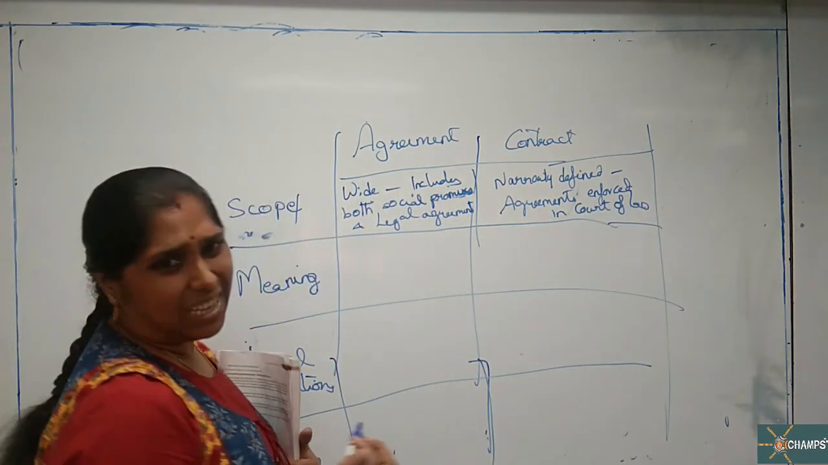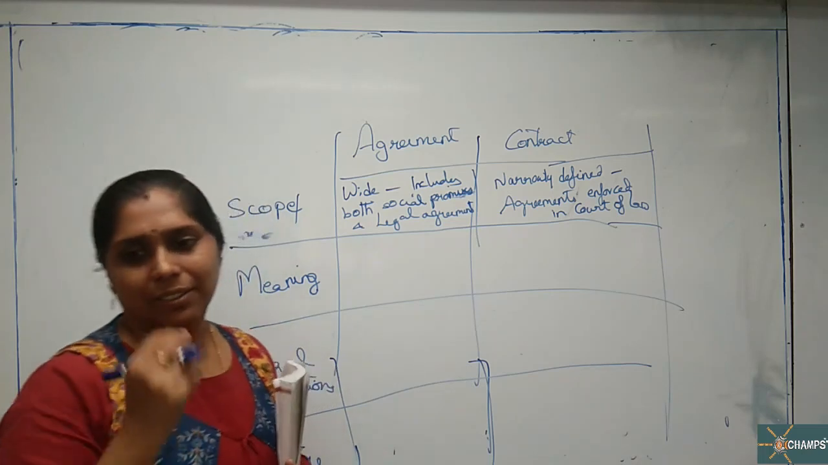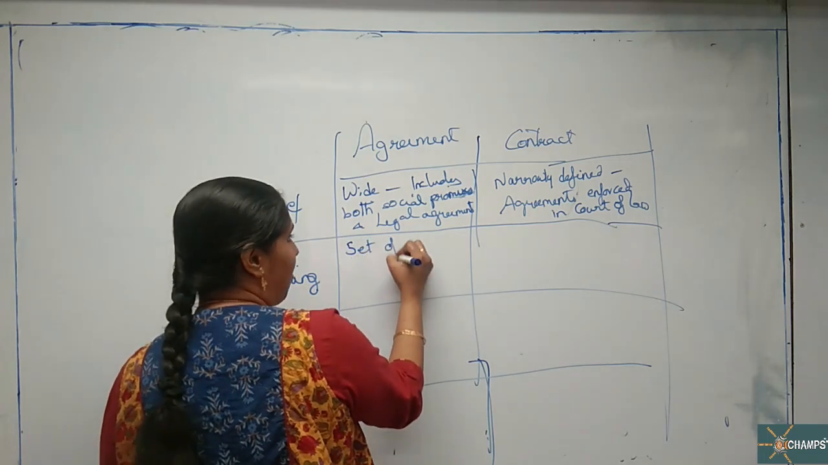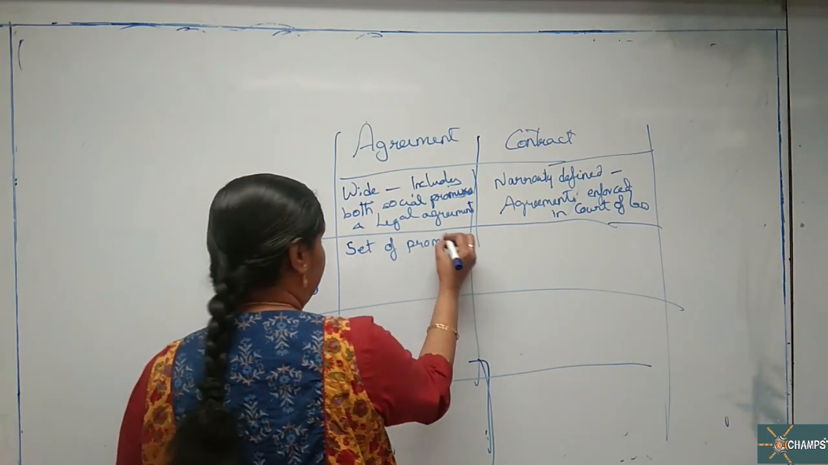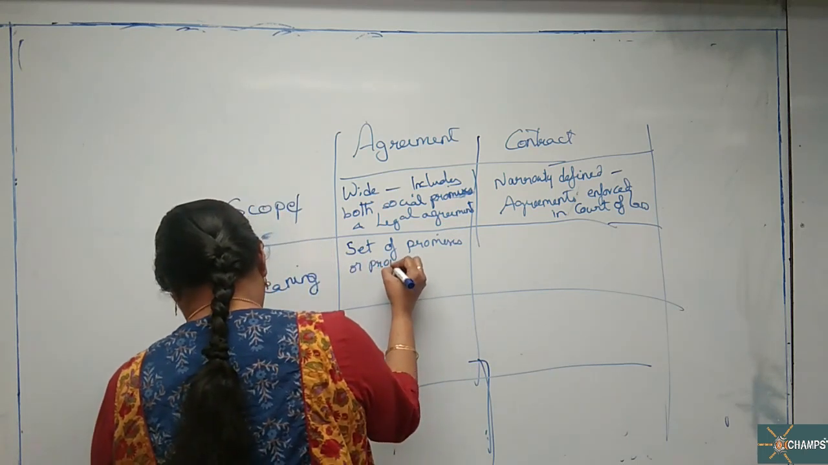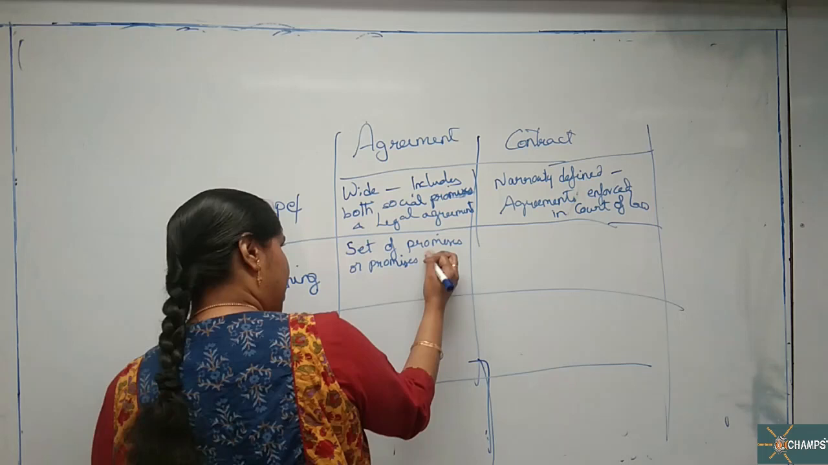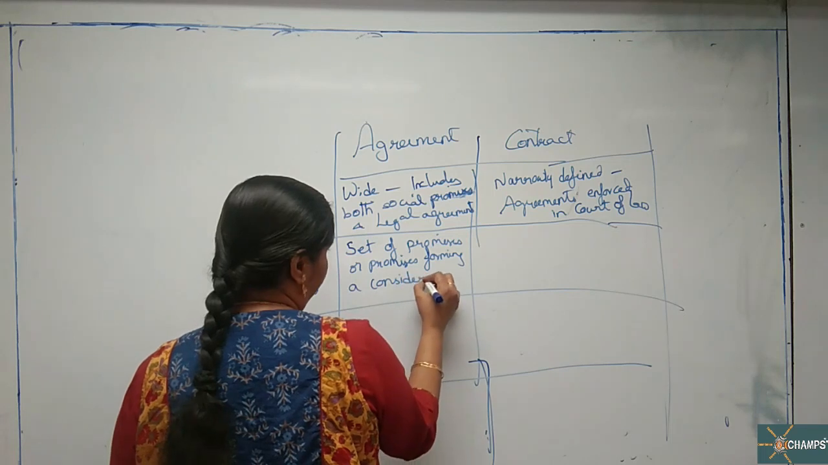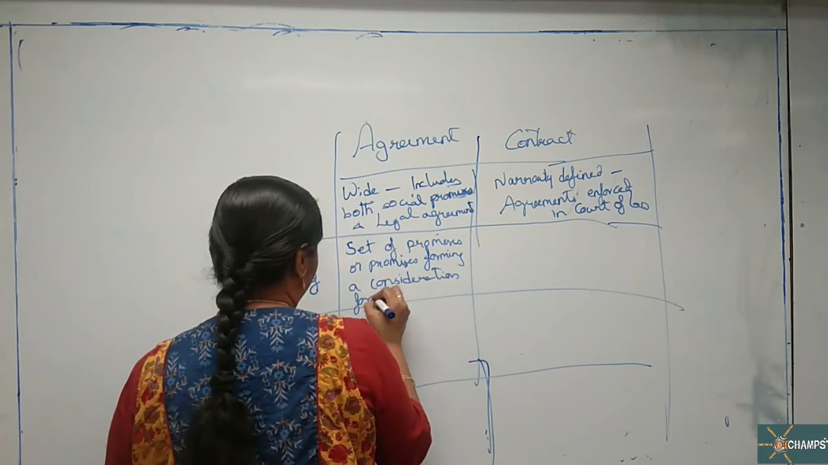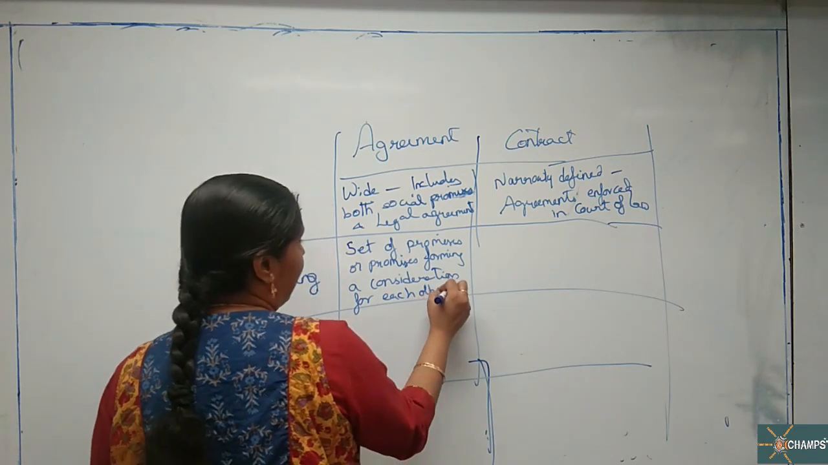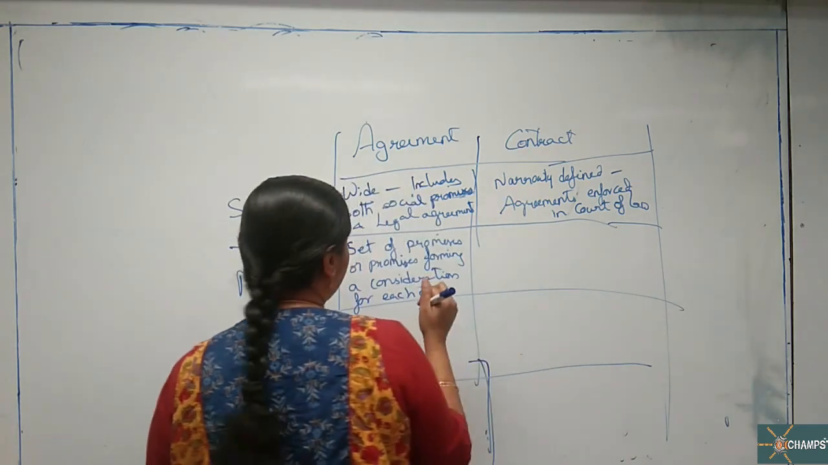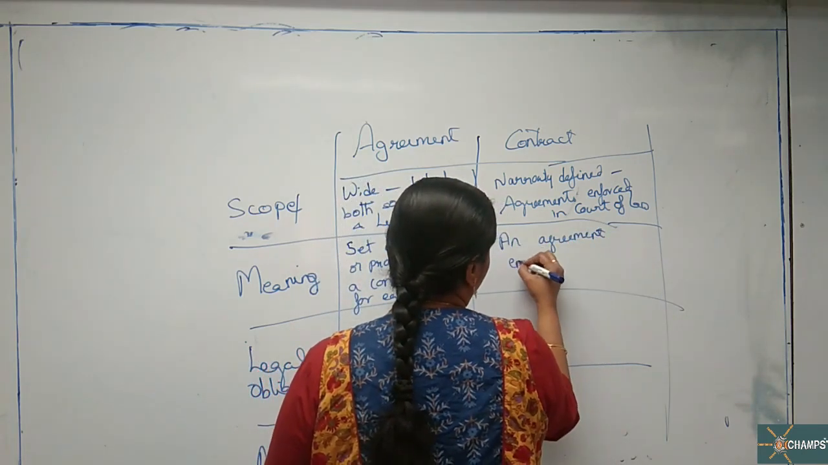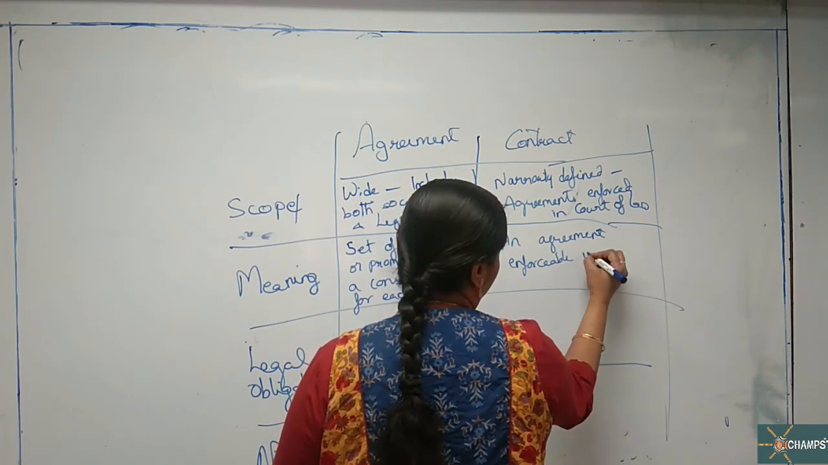So there's a meaning. Meaning we have just given as a set of promises forming a consideration for each other, and contract is something that is taken as an agreement enforceable in court of law.